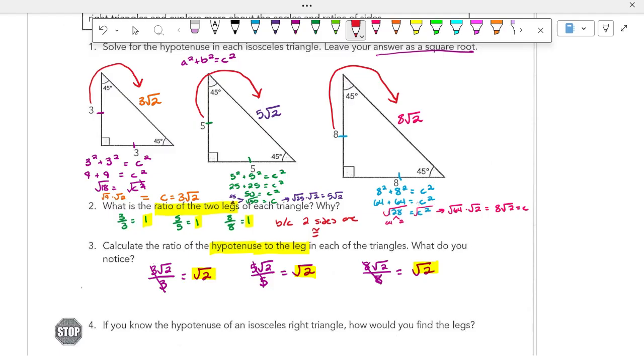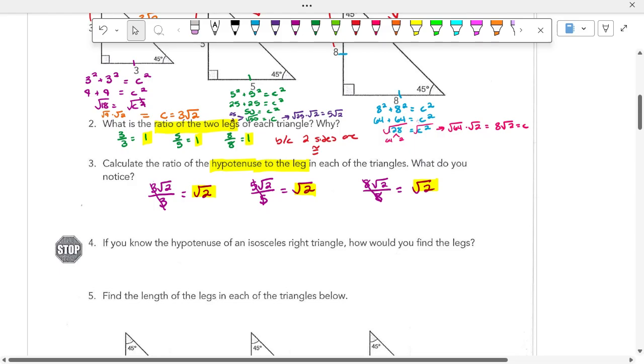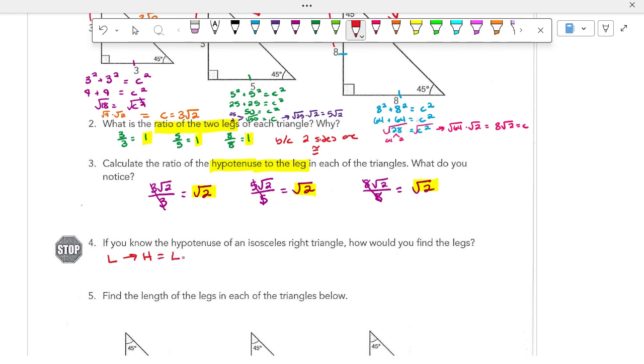Couldn't I just multiply by some number? What number would that be? Not 2, but you're close. What symbol's over the 2? Square root of 2. So to get from the leg to the hypotenuse, we would multiply the leg times the square root of 2.